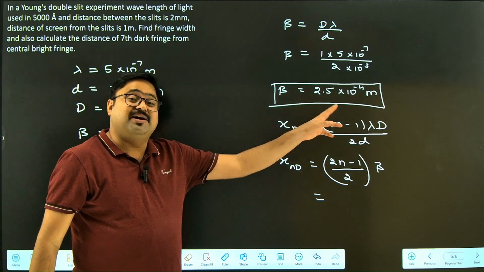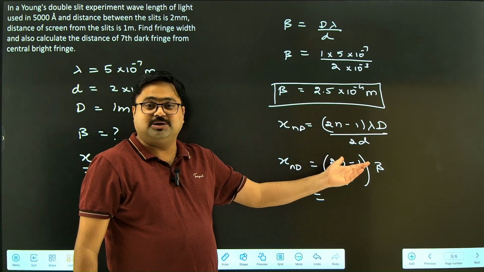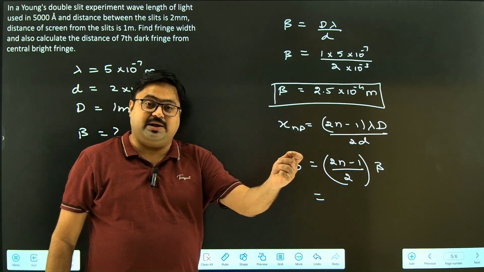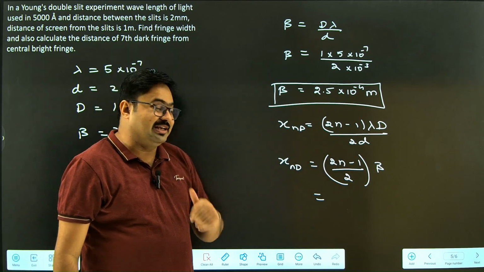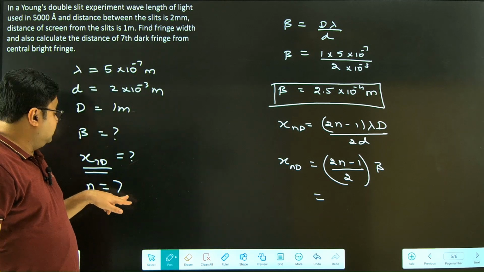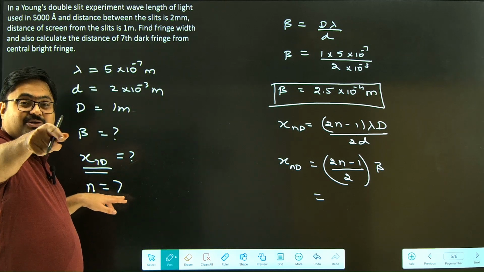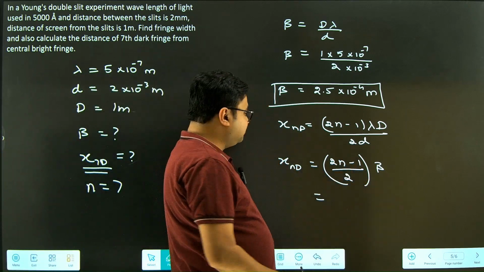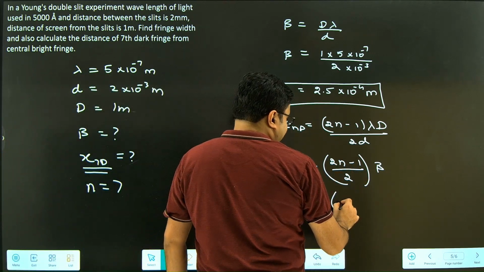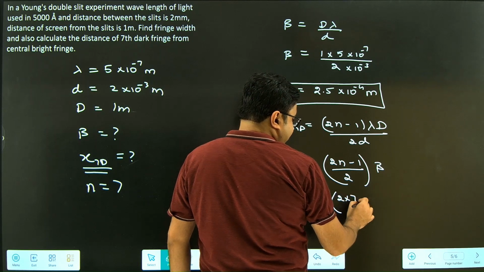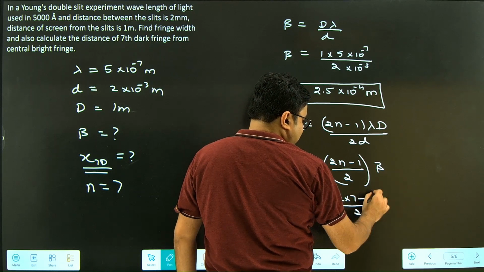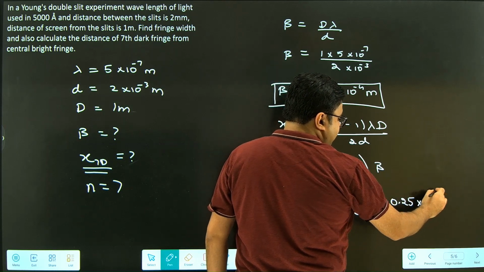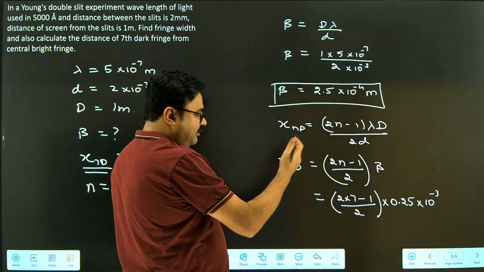When you write 2n minus 1, you will have to substitute n equal to 7, but in case you end up writing 2n plus 1, then you will have to substitute 1 less than the number. That means if you want the distance to the seventh dark fringe, you will have to substitute n equal to 6. As simple as that. So we have 2n minus 1 here. We will be directly substituting. It is (2 multiplied by 7 minus 1) divided by 2, multiplied by beta, which is 0.25 millimeter, that is 2.5 into 10 to the power of minus 4. I told you about it.